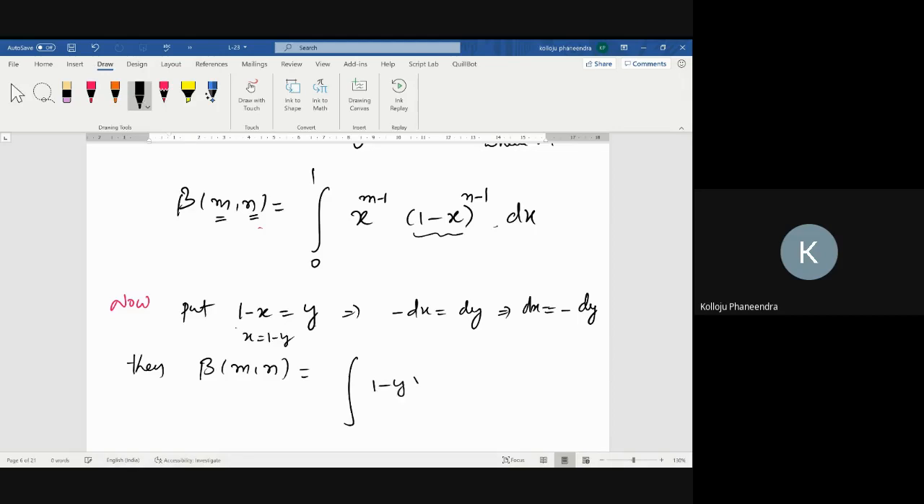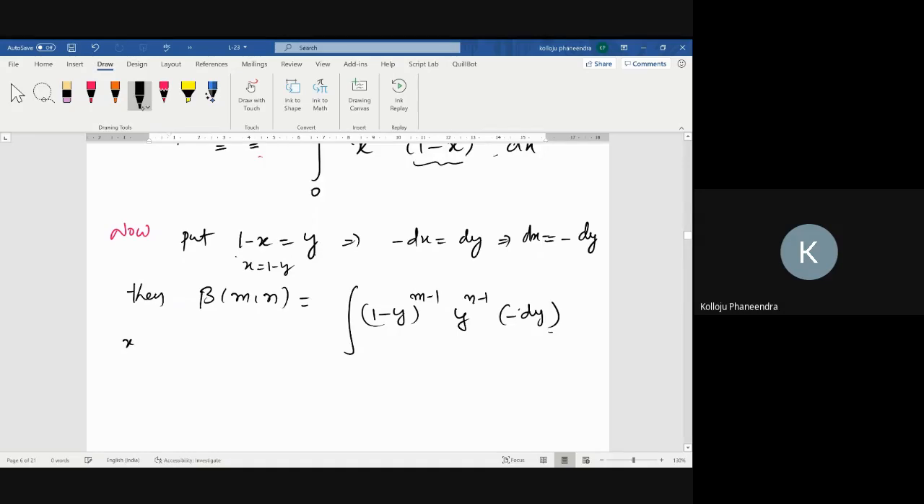So this is 1 minus y whole power m minus 1. And 1 minus x is y, so directly you can write y power n minus 1. And what is the dx value? Minus dy. And what about the limits? y equals 1 minus x. At x equal to 0, the y value is 1. At x equal to 1, the y value is 0. So the limits become y equal to 1 to 0. These are the limits for x.